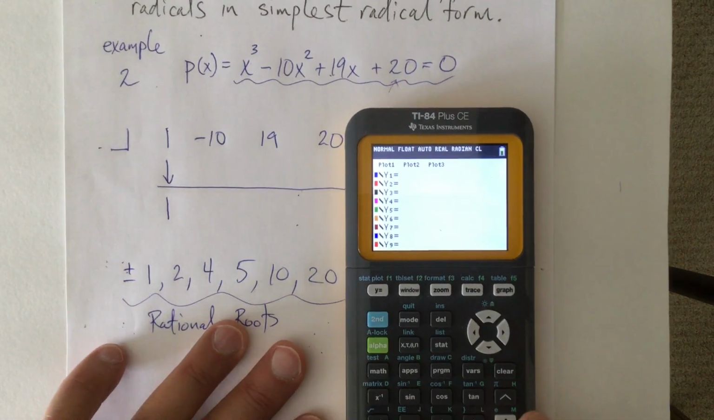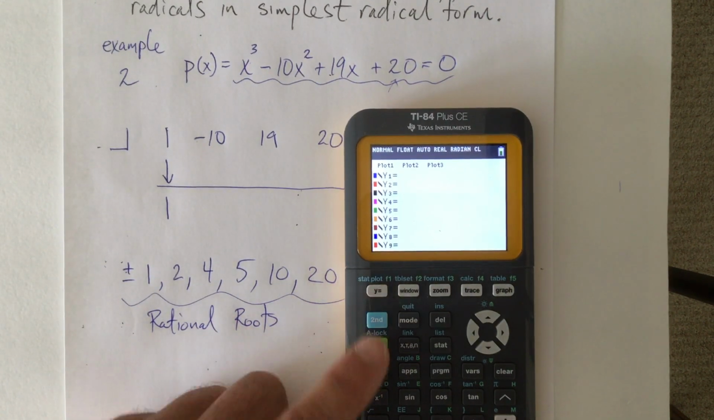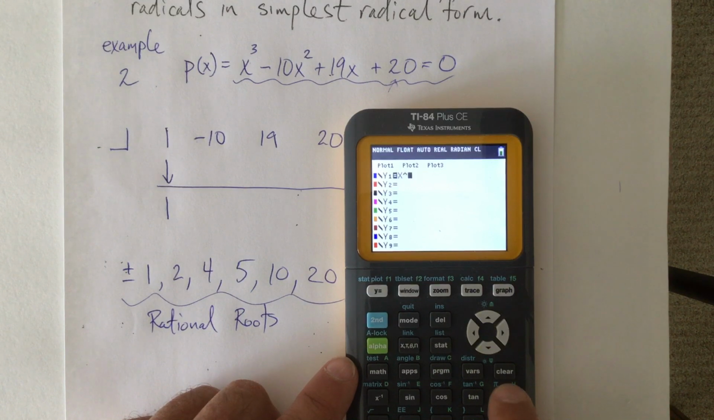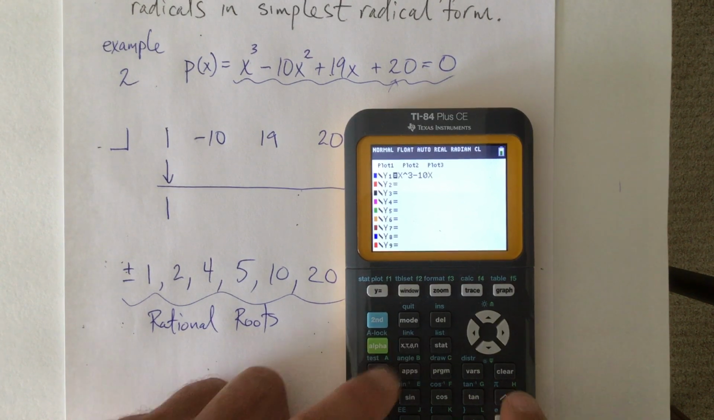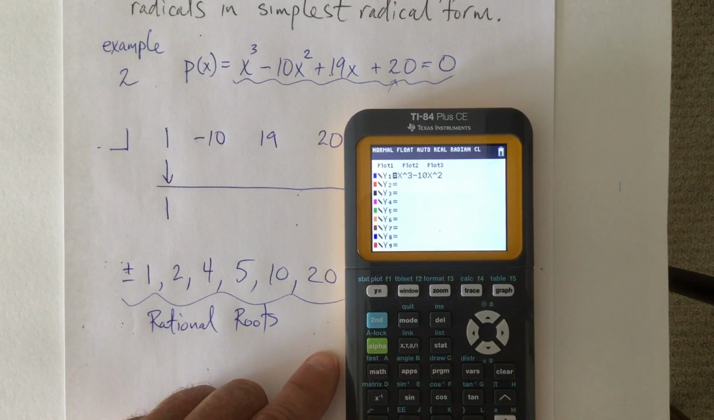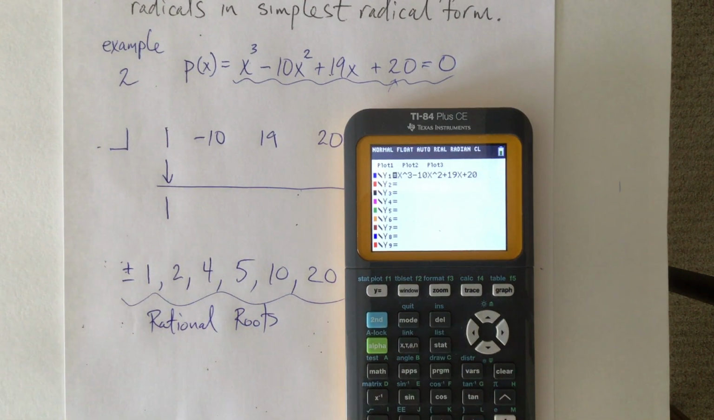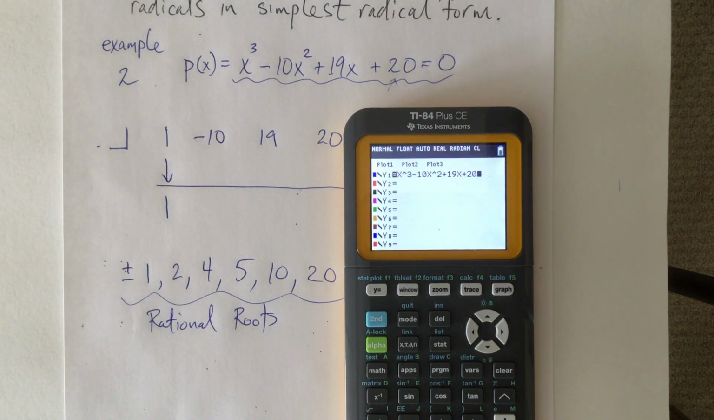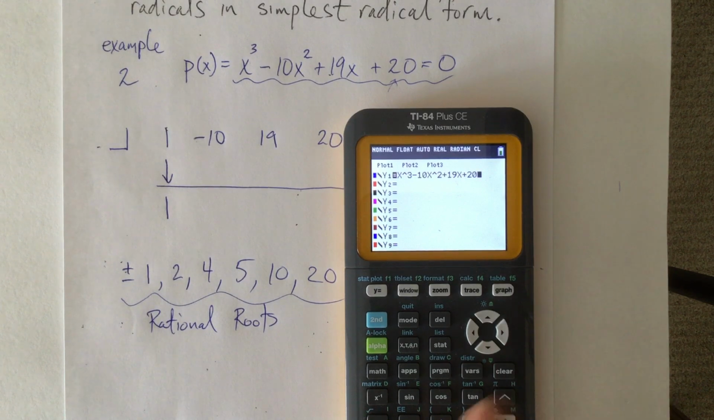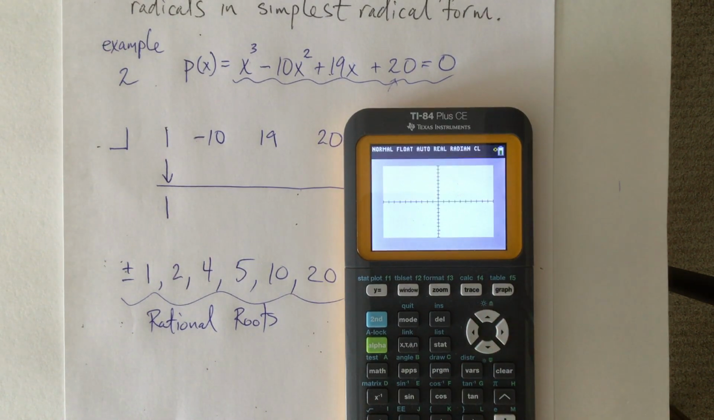The new problem that I am entering in is x to the third power minus, not negative, not the bottom key, but minus 10x to the second plus 19x plus 20. Now pause the video if you need to. Make sure that you have it entered in exactly as I do. I know that I already had Zoom Standard, so I'm just going to hit the graph button.